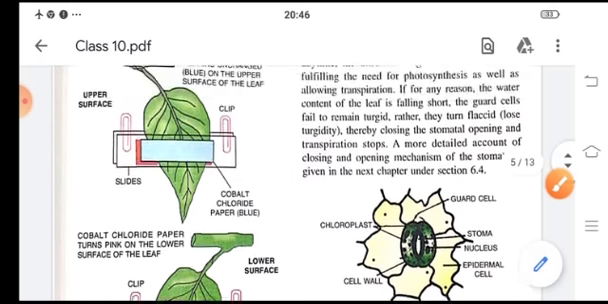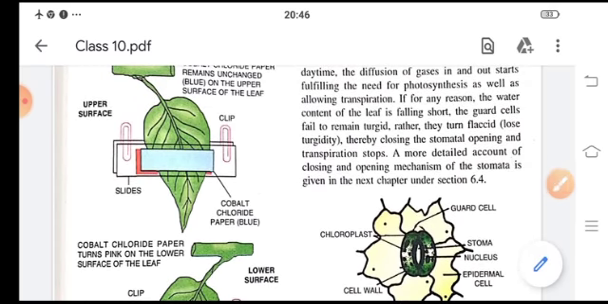After a few hours we will see that the cobalt chloride paper present on the lower surface of the leaf turns pink, whereas the paper on the upper surface of the leaf also turns pink, but it takes much longer compared to the paper on the lower surface of the leaf. This shows that more stomata are present on the lower surface of the leaf, and transpiration is faster on the lower surface of the leaf.